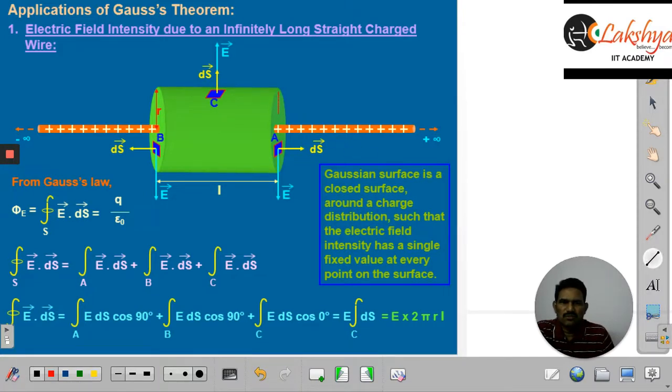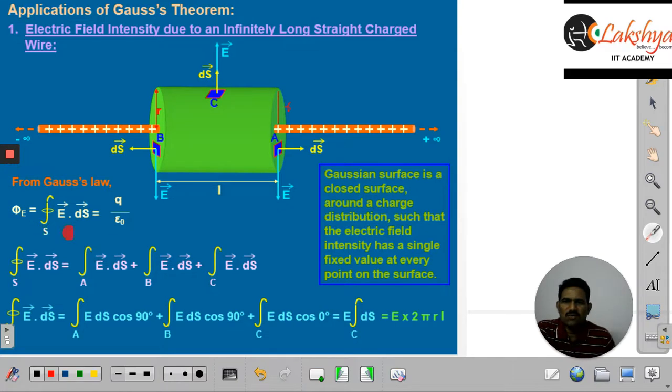If you are taking this radius as r, that means if you want to find the electric field at a distance r here, then we need to take this cylinder of radius r, and we take a length, suppose L, right? Now we need to apply the Gauss law like this. First we should observe that it has two types of surfaces: one curved surface, and then a plane surface here and a plane surface here.